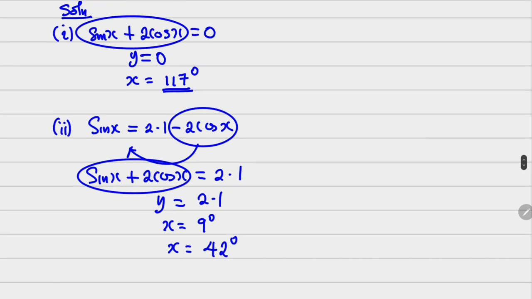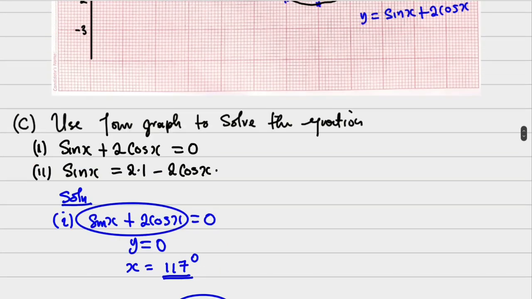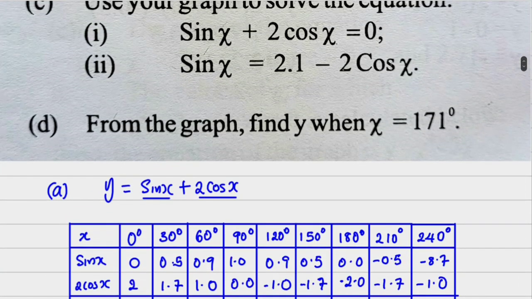Now once you have such answers, you can go back to your calculator and check them. How do you check it? You can put sine 9 degrees plus 2 cos 9 degrees and check. Using the calculator, that is approximately 2.1, so it means that we are very correct. Also when you replace 42 into it, you will find it to be approximately 2.1. So we are very correct on this. It is very important that we go back and always check our work.